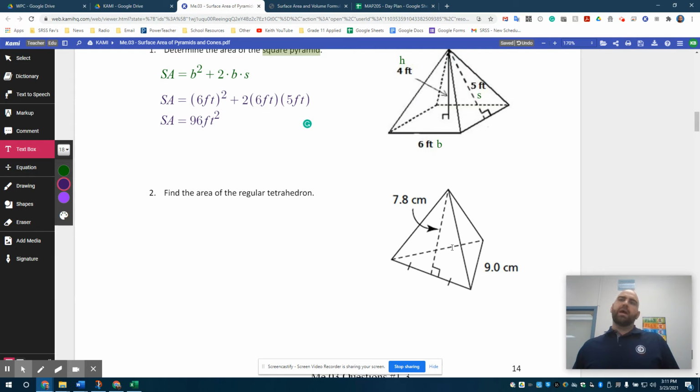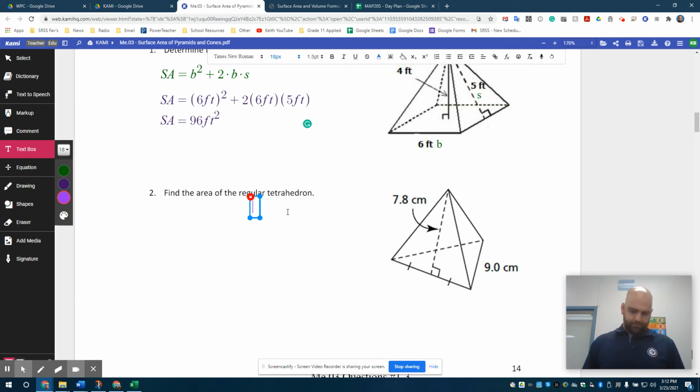Now, what happens if we have a different shape? This one here is something called a regular tetrahedron. A regular tetrahedron is a 4-sided shape where every single side is exactly the same size. They're all equilateral triangles. All these lengths are 9, and the height from point to middle is always 7.8. So let's find the area of the tetrahedron. And let me just define that a little bit.